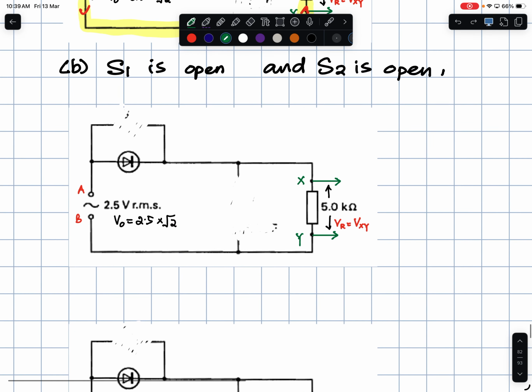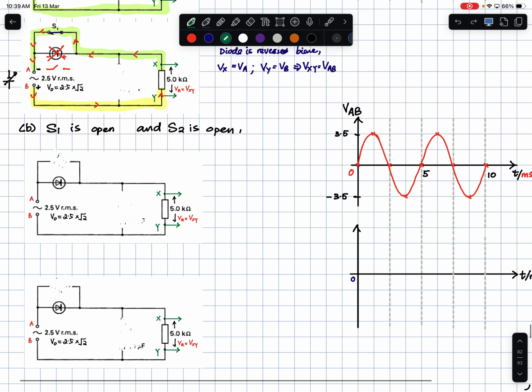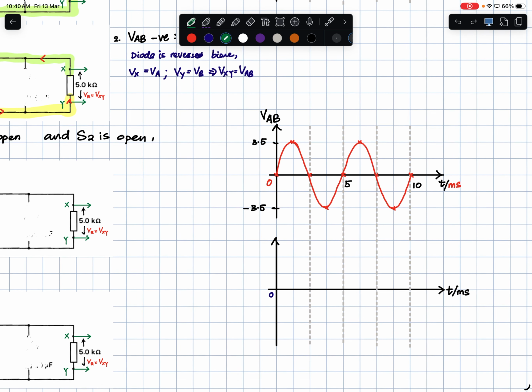Okay, so again, the analysis goes like this. Break it down, redraw the circuit, break it down into two parts, and check whether your diodes are forward bias or reverse bias.